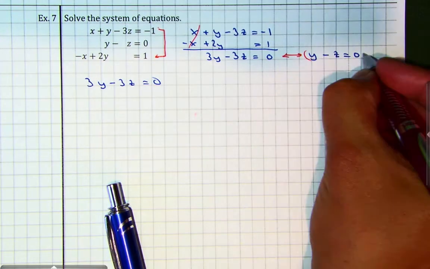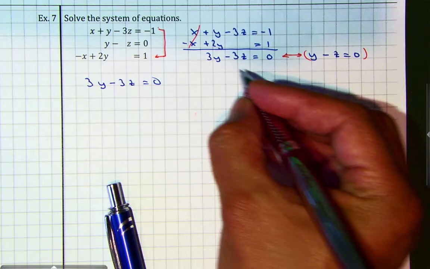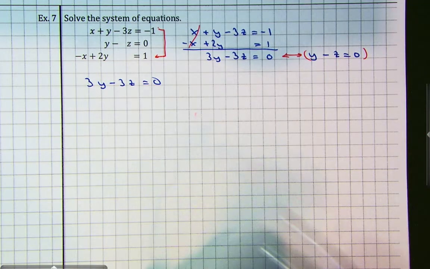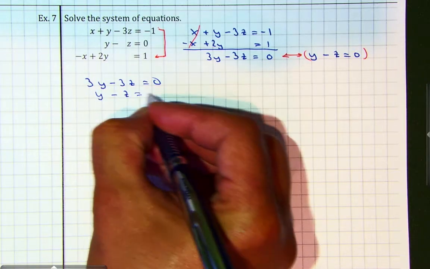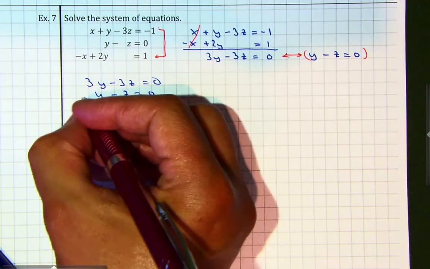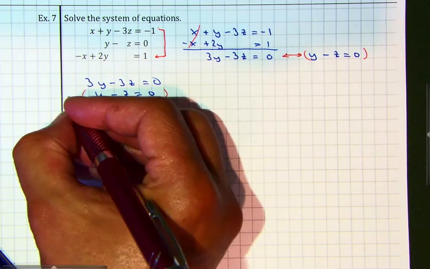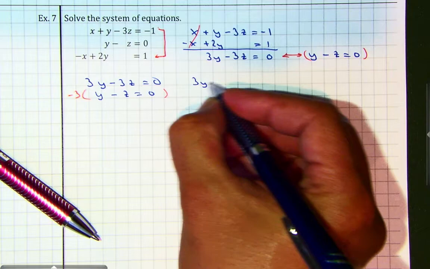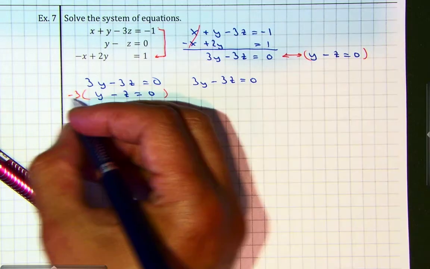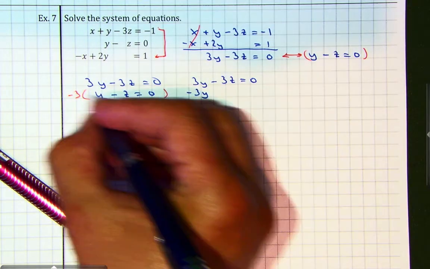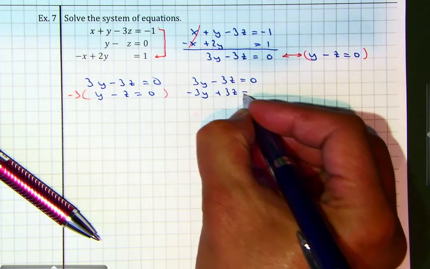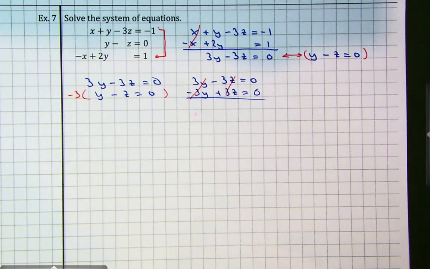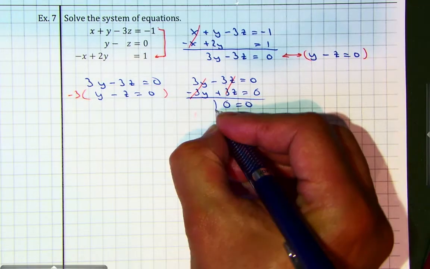So I multiply this one by, do you want to cancel the y's or the z's? Well, actually, let me just take an extra step. y minus z equal to 0. So therefore, I'm going to cancel the y's. I'm going to multiply by negative 3. So the first equation stays the same. Second one multiplied by negative 3. Negative and negative is positive. So therefore, your y's cancel, your z's cancel, so I end up with 0 equal to 0.